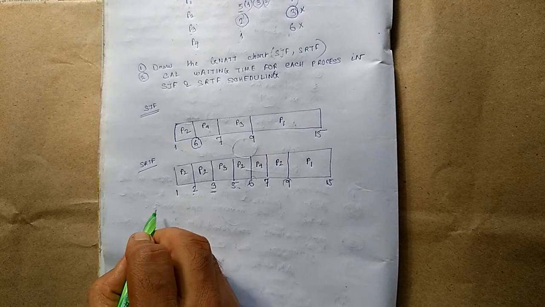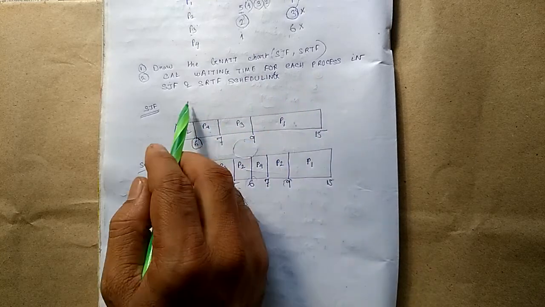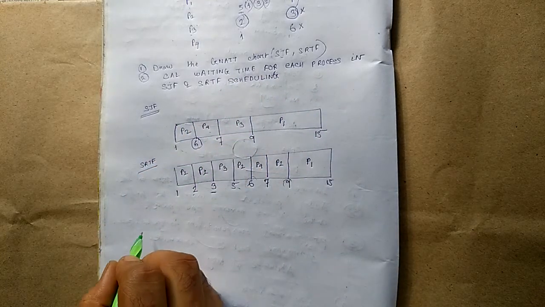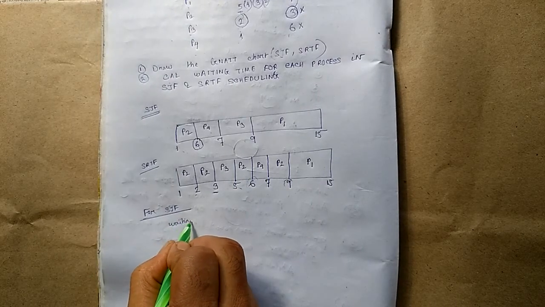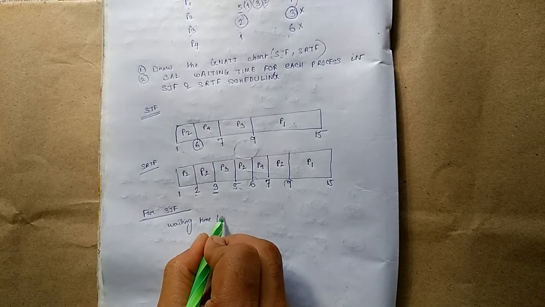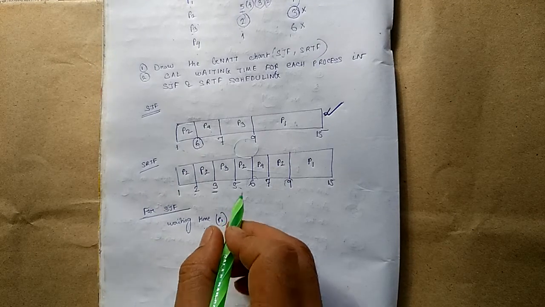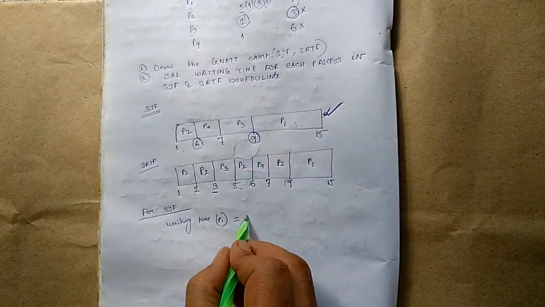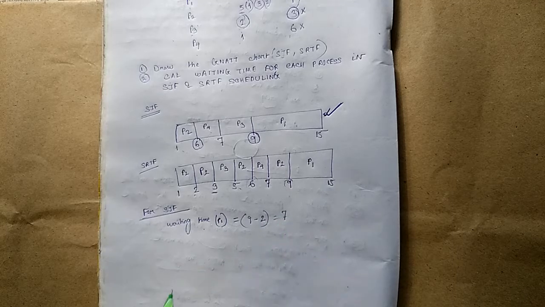Now from this snapshot diagram, the second question is to calculate waiting time for each process in SJF and SRTF scheduling. Now for SJF, waiting time for process P1 will be, so we'll select this snapshot. Process P1 start time is 9 and its arrival time is 2, so we'll get 7.